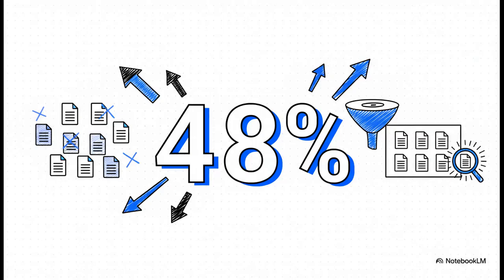Now, if you're wondering how much of a difference that re-ranking step makes, well, here's a number for you. Just by adding a re-ranker to filter and prioritize your search results, you can improve recall, that's the ability to find all the relevant stuff, by up to 48%.